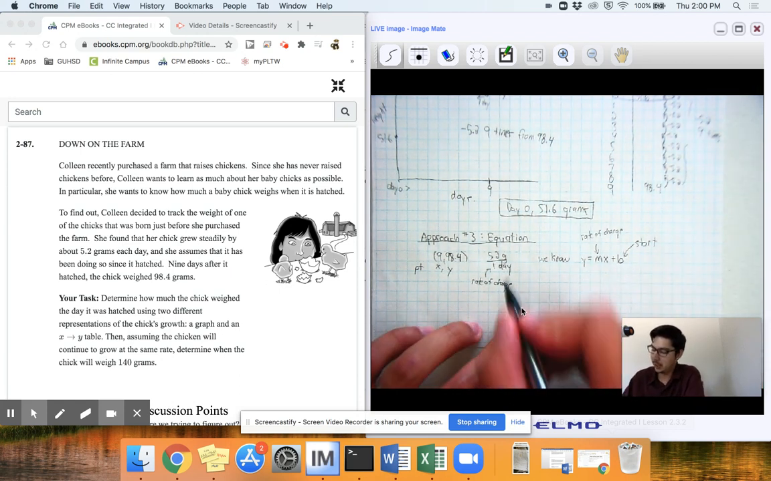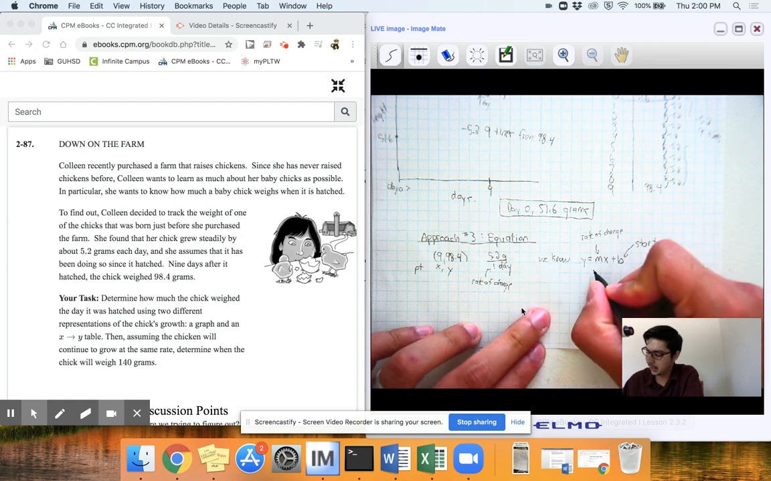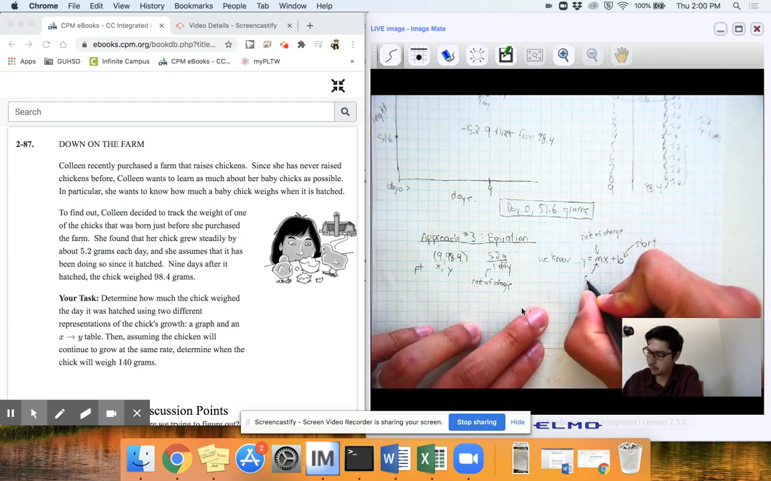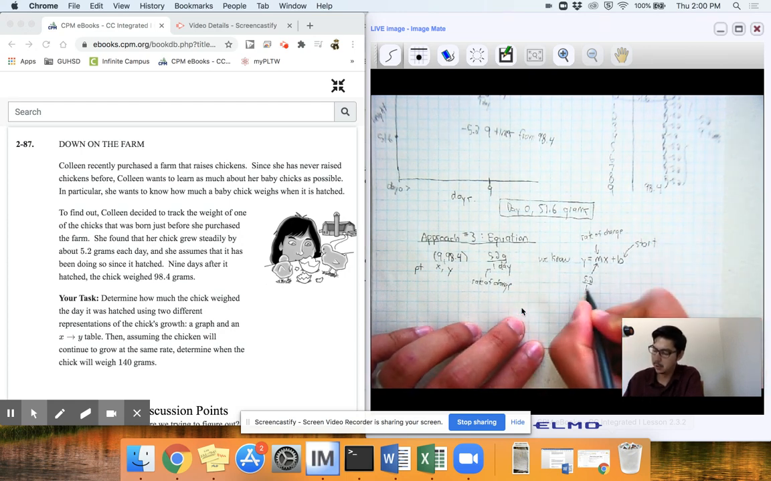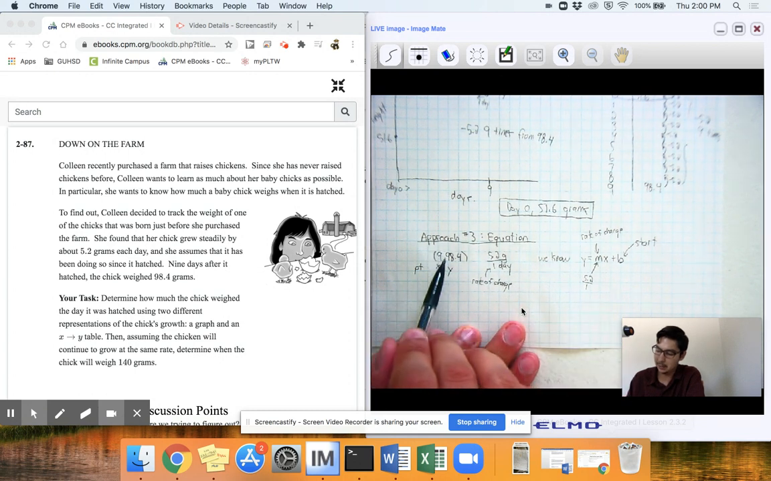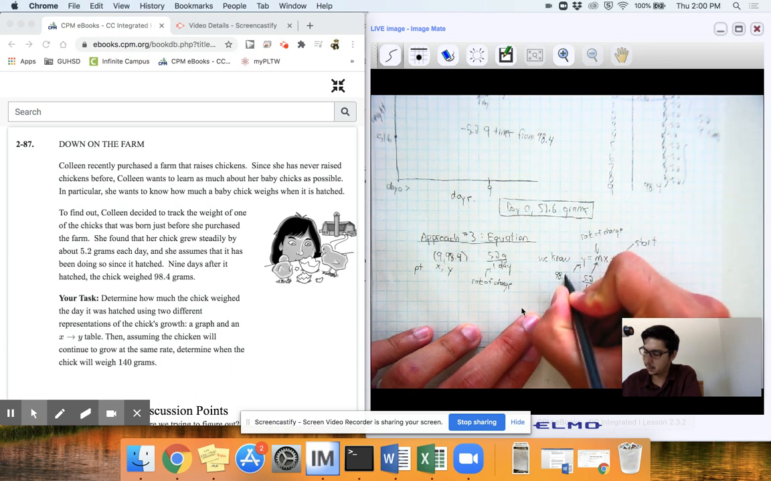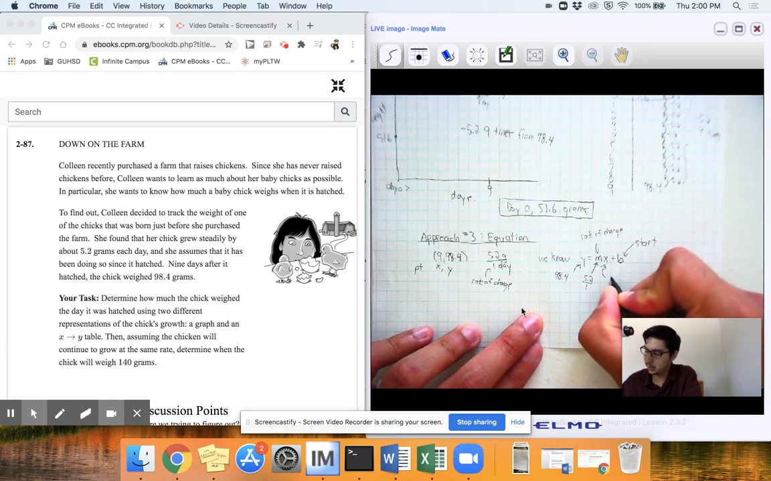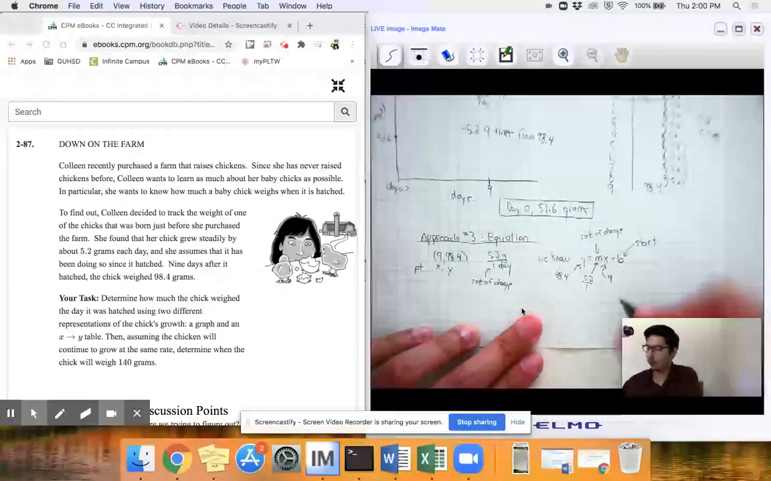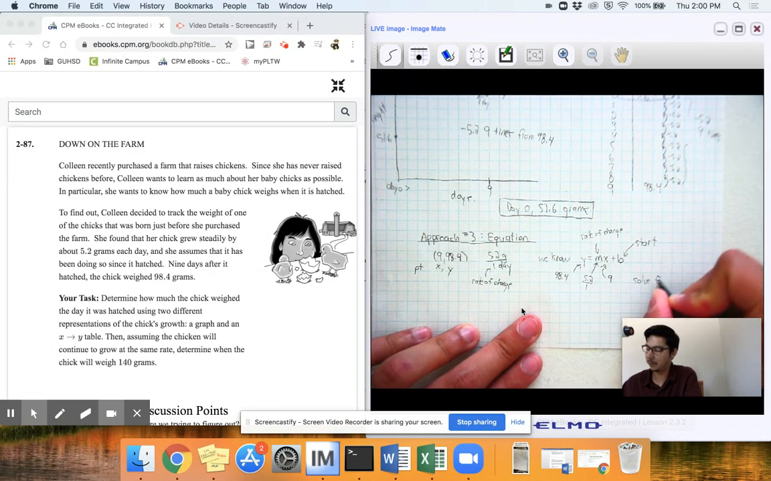Now what we can do is we can take the rate of change and plug that into m. That's the 5.2 over 1. And then remember that 9th day, 98.4, that's a point in x comma y. It's a fact we know about a time in this problem. So then for y, we can put 98.4, and for x, we can put 9. And then we're going to solve for b.